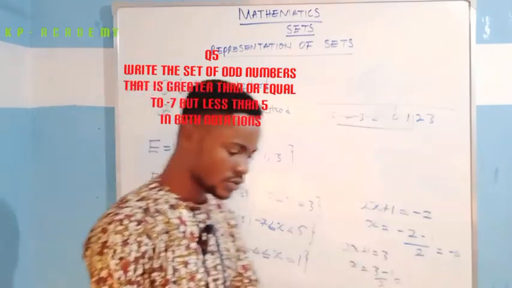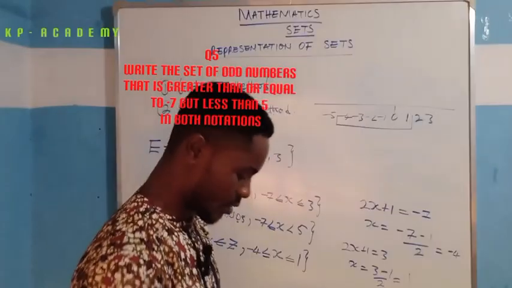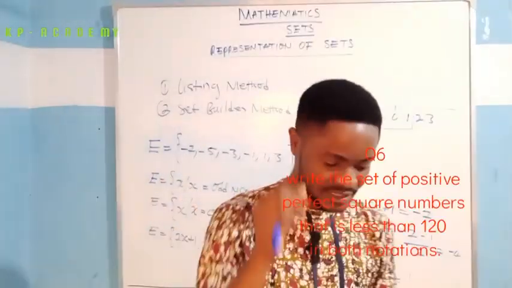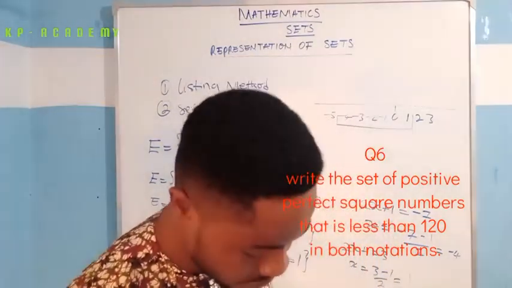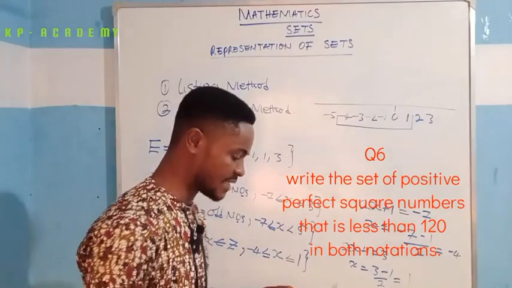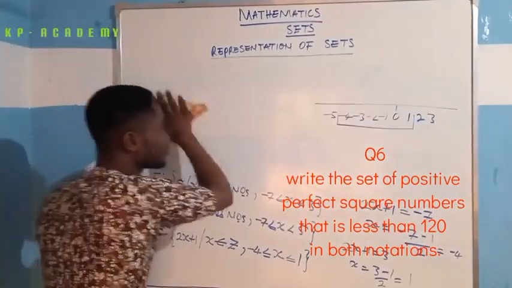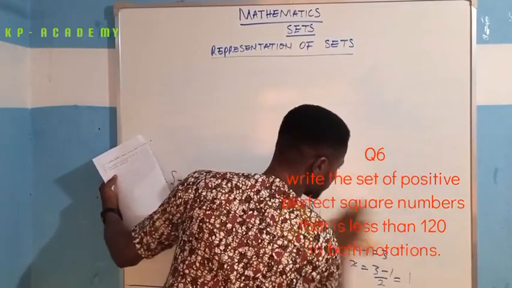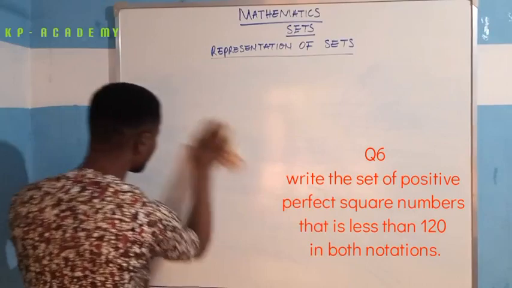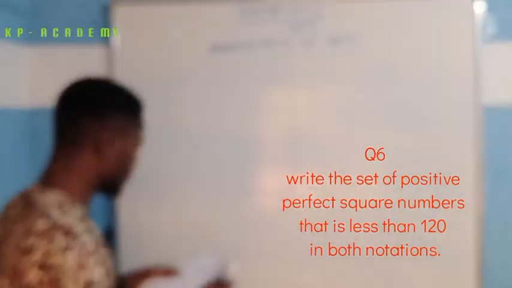Okay, the next question we are going to see, which should be our last question, is question number 6. It says, write the set of positive perfect square numbers that is less than 120.